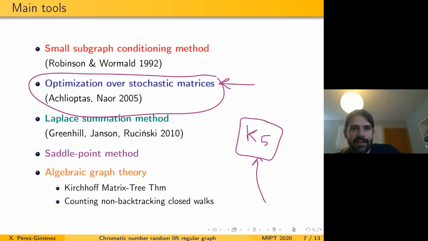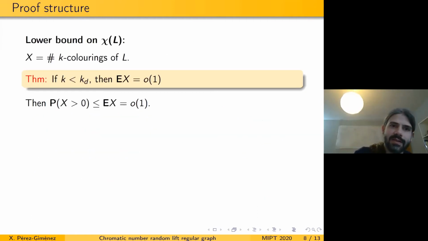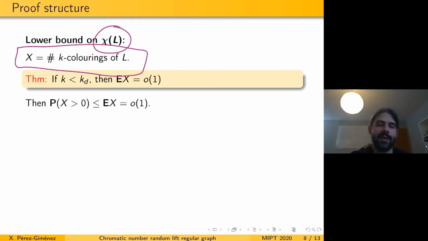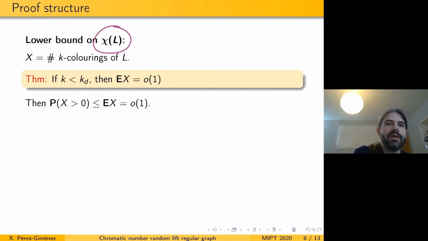So anyway, I'll talk a little bit about some of these ingredients. The first thing, and the most basic structure of the paper, is that for the lower bounds on the chromatic number, we just use a first moment argument. So we fix a k, we have a target k that's lower than the number of colors that we want. And we want to show that the chromatic number is less than that k.